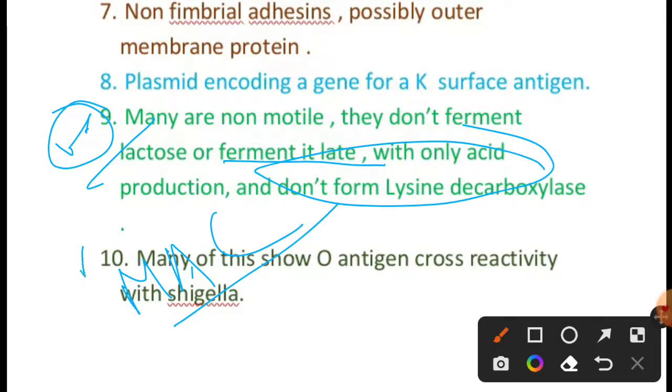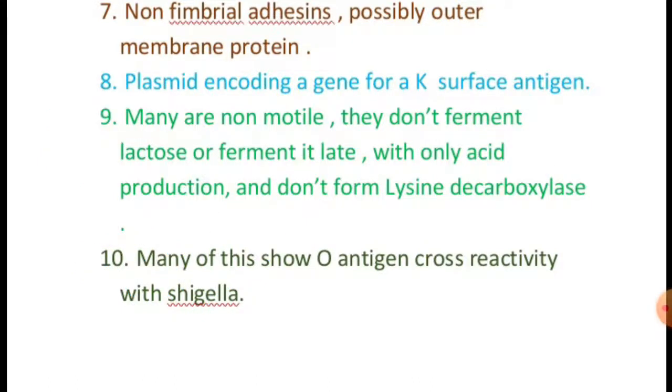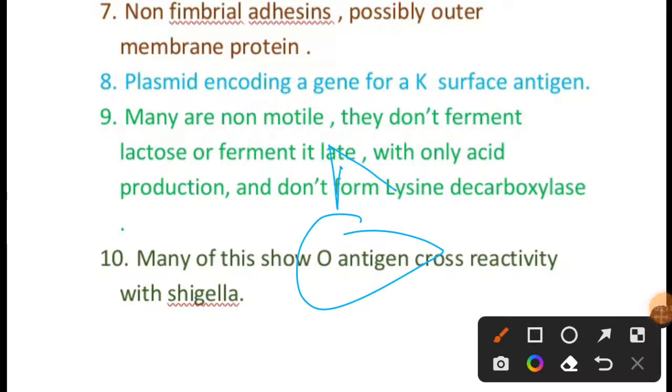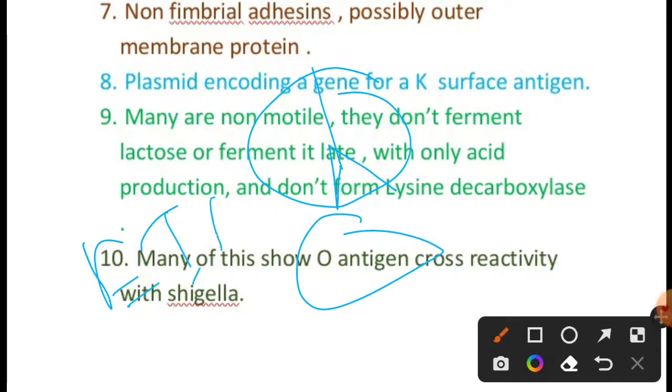Many of these show O antigen cross reactivity with Shigella. I hope you know what cross reactivity is. It is an immunological term: suppose we have prepared an antibody for the O antigen of Shigella. Instead of binding only with the O antigen of Shigella, it can also bind with EIEC. That is the phenomenon called cross reactivity, where an antibody can bind with similar epitopes instead of only their identical epitopes.